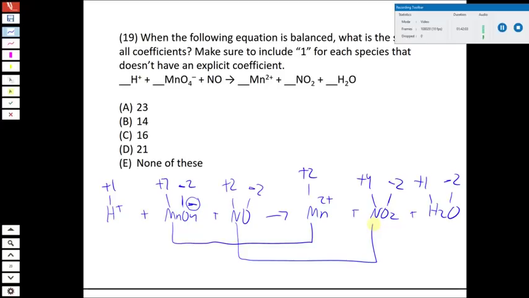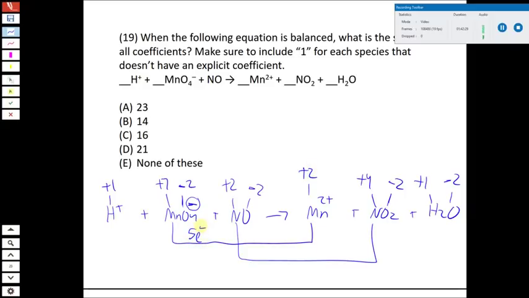Okay, so the ones that are changing, we want to mark those as being the ones that are either gaining or losing electrons, because the first part of balancing a redox equation is to make sure that the number of electrons lost and gained ends up balanced. And the way we figure out the number of electrons for each of these is by looking at the difference in oxidation number. So manganese goes from +7 to +2, so that's a difference of 5. So that's going to be a 5-electron process.